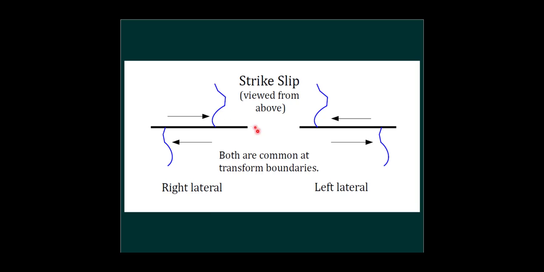Both of these are very common at transform boundaries. So if you're in the field and you find a whole bunch of strike slip faults, odds are they'll all be the same kind in the same area. You know that you're on at least what at one time was likely a transform boundary, right? Because that's where you slide this rock past itself. So let's take a look at what they look like in the field, right?